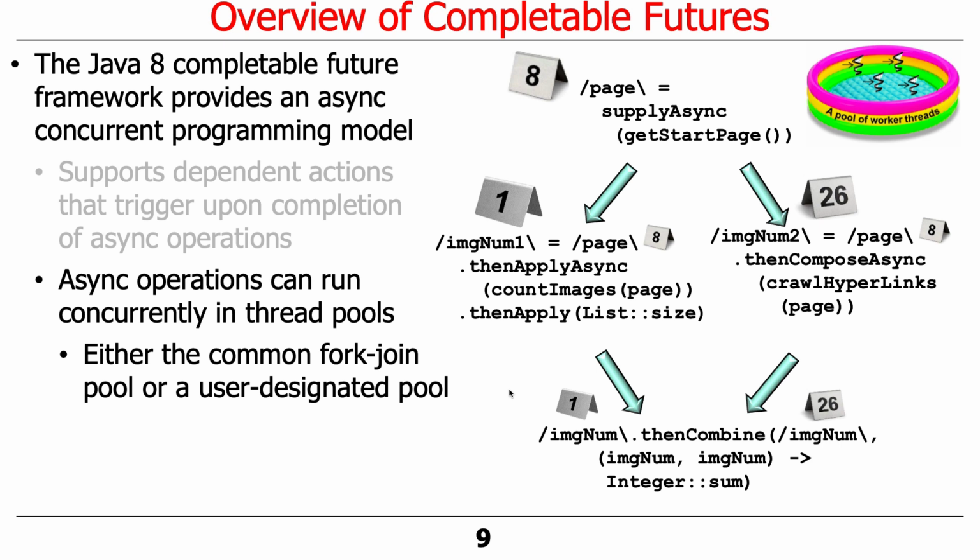And as long as it conforms to the Executor interface, you can pass it in and use it with the framework, and use whatever you might happen to pass in. That's really cool. That's a little different from parallel streams, where you couldn't designate the pool. With completable futures, you can.